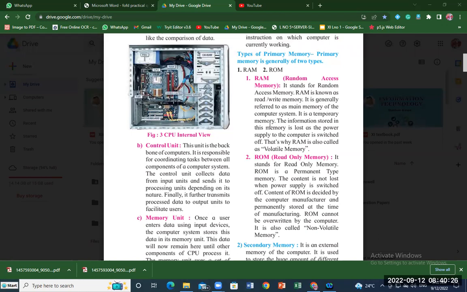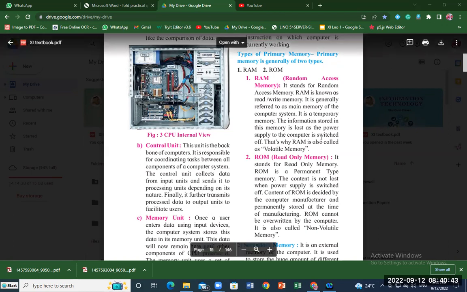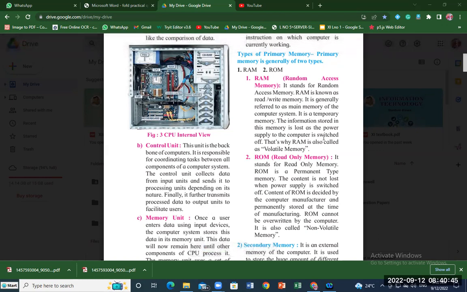It is a temporary memory. It is main memory, but it is temporary because if the power supply is cut down, whatever information is stored in RAM will be deleted. The information stored in this memory is lost as the power supply of the computer is switched off.